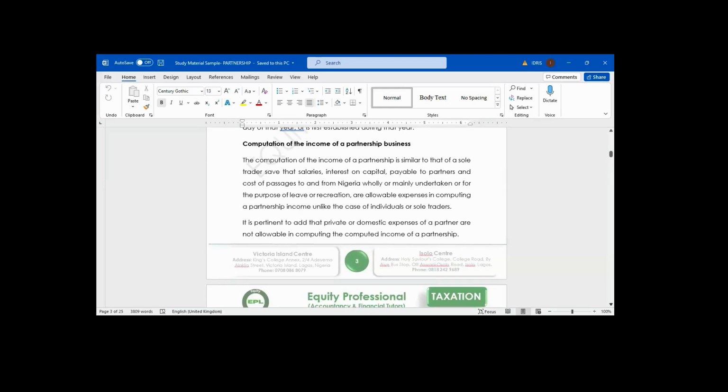It is the adjusted profit that will be shared by each of the partners based on the profit sharing ratio. The adjusted profit will be shared by each of the partners based on what? On the profit sharing ratio.